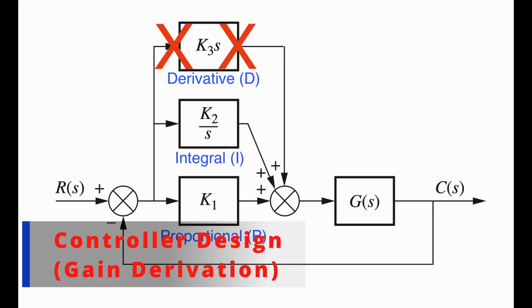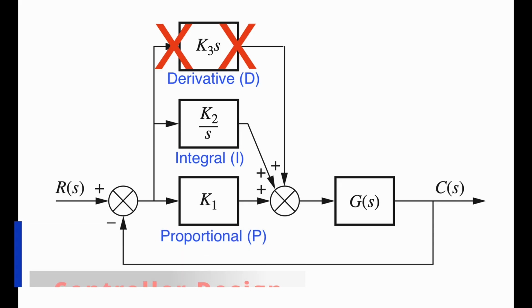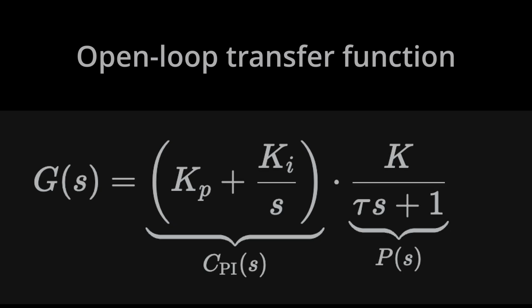We use a PI controller, no D term, because the plant doesn't oscillate and differentiating the noisy encoder signal would only add jitter. In series with the motor, the open loop transfer function is controller times plant, C_PI of s times P of s.